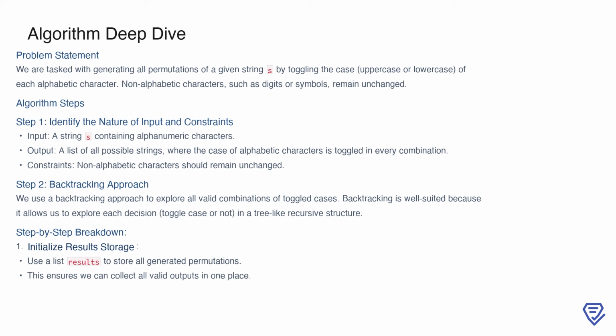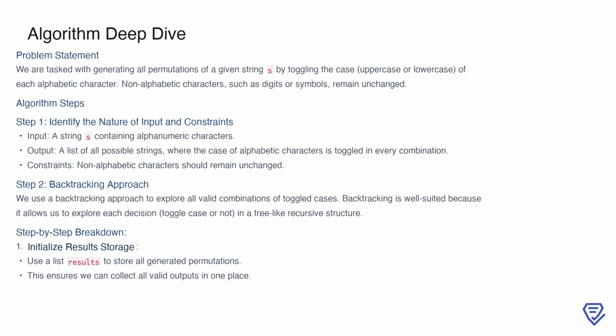In this problem, we are tasked with generating all permutations of a given string by toggling the case of each alphabetic character. For example, if the input string contains the letter A, we must consider both uppercase and lowercase versions in the permutations. Non-alphabetic characters, such as digits or symbols, remain unchanged throughout the process.